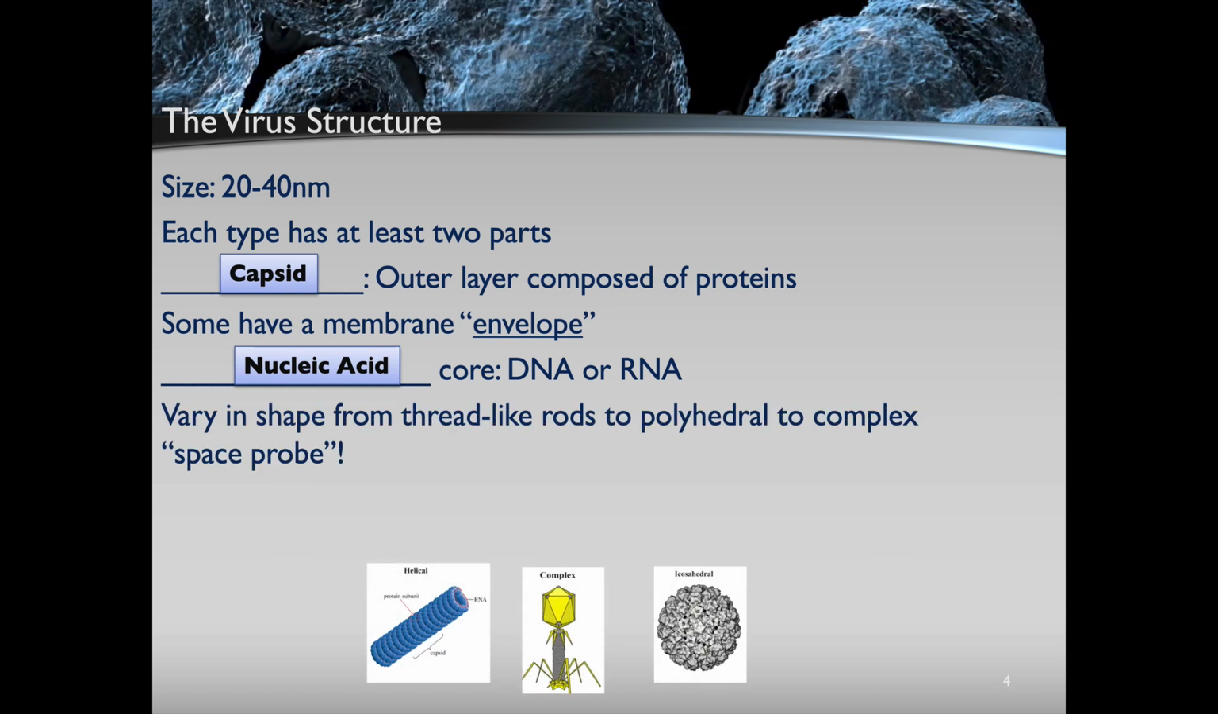The overall shape can vary from thread-like rods to polyhedrals to complex space probe type shapes. Here we see a thread-like rod. You can see the proteins wrap around almost like an old school telephone cord, and on the inside you see an RNA core. This one here would be our space probe. This is common in viruses that infect bacteria. This one here, this polyhedral, is called an icosahedral. It has 20 sides and protein spikes that stick off of it, which causes human influenza or the flu.